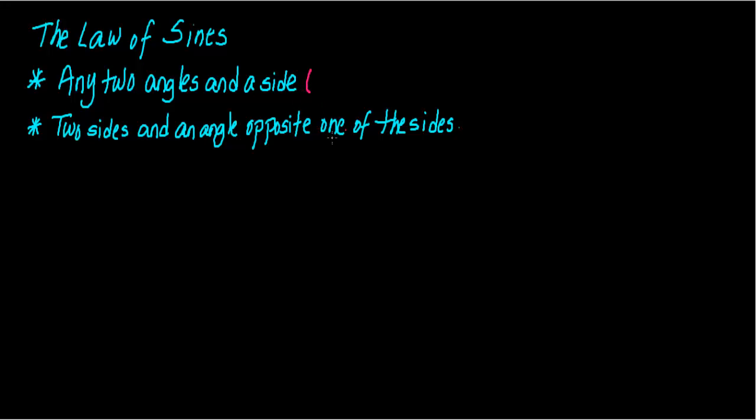In another video, we will cover this other one. This other one is a little bit more complicated. So for this one, any two angles and a side, we abbreviate this by saying a triangle that's angle, angle, side, or angle, side, angle, okay? So whenever we have this situation in a triangle that's not a right triangle, we can use the law of sines. And this is what the law of sines looks like.